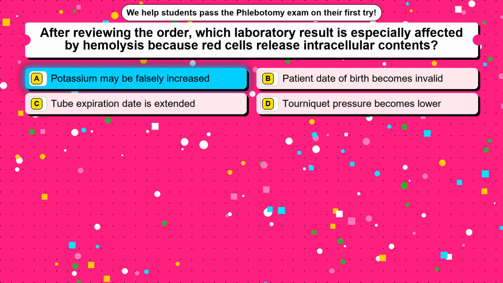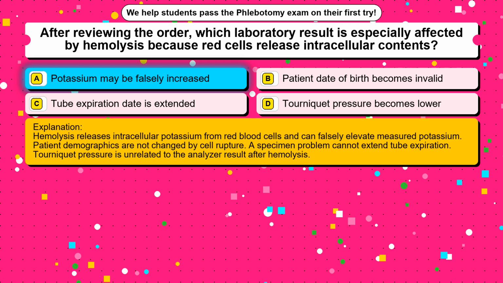The correct answer is option A. Potassium may be falsely increased. Hemolysis releases intracellular potassium from red blood cells and can falsely elevate measured potassium. Patient demographics are not changed by cell rupture. A specimen problem cannot extend tube expiration. Tourniquet pressure is unrelated to the analyzer result after hemolysis.